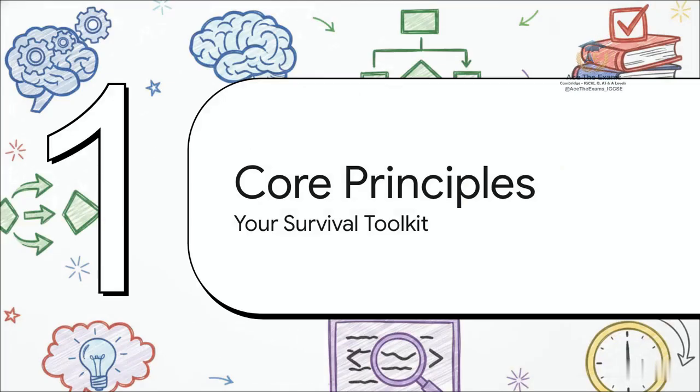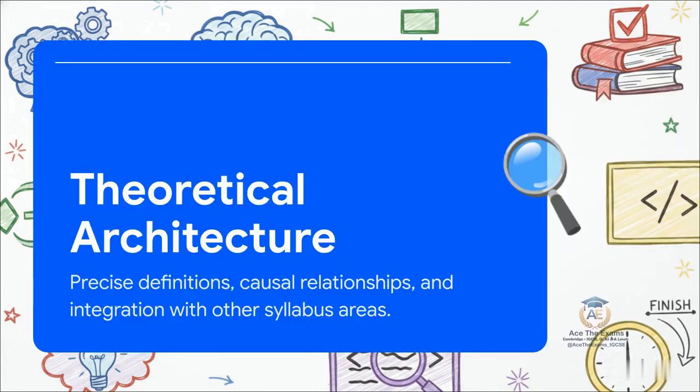All right, moving on to Section 2, Mastering Core Principles. This is essentially building your ultimate survival toolkit. To actually survive and thrive in these exams, we desperately need to decode the examiner's assessment objectives. We're talking about knowledge, application, and analysis. And the absolute bedrock of this is what we call theoretical architecture.